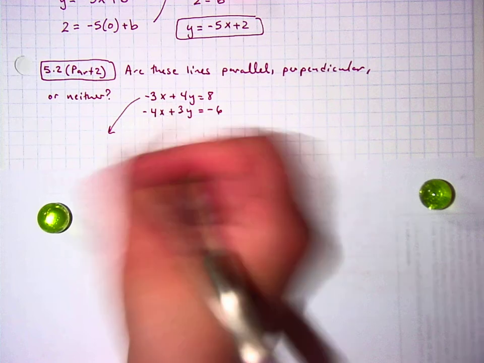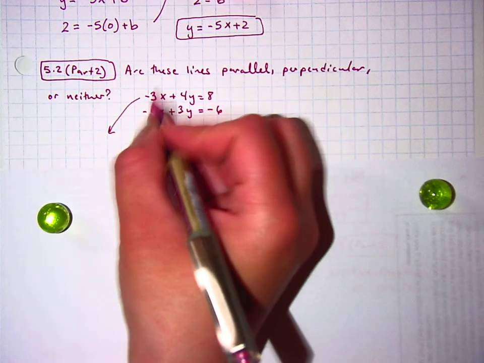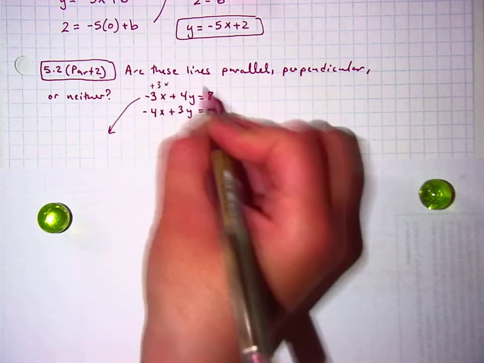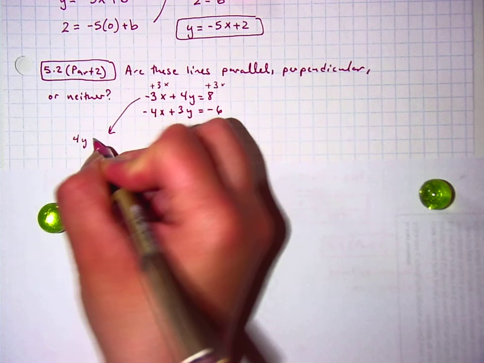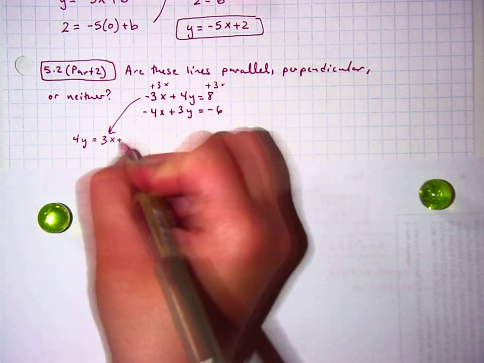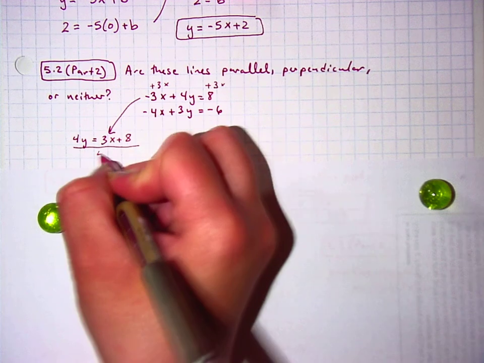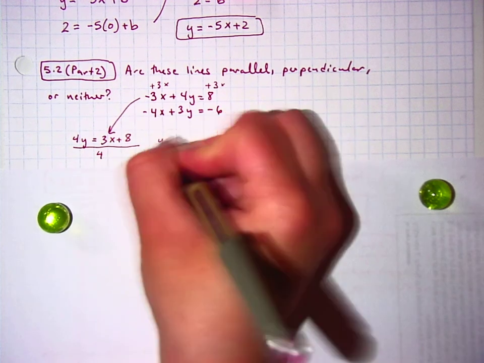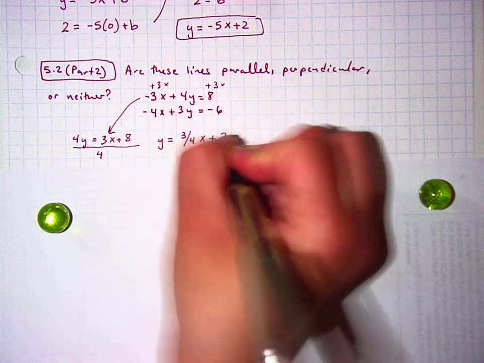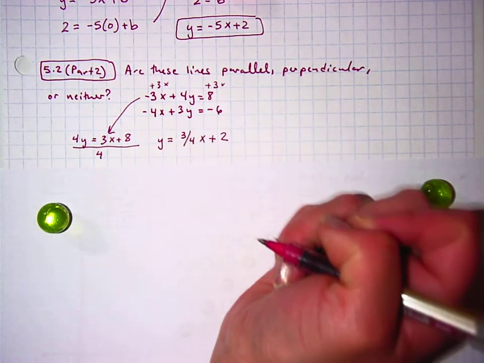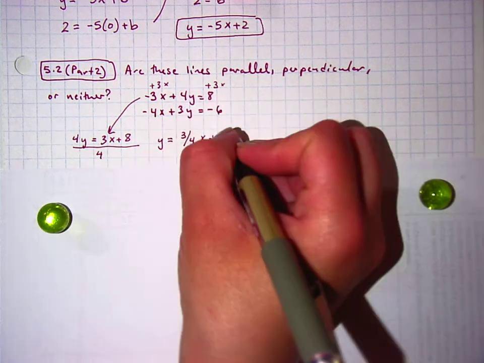So I'm going to take this top one first. The first move I'm going to do is add 3x on both sides to get y by itself. So now I have 4y equals 3x plus 8. And then I'm going to divide by 4. So then I get y equals 3/4 x plus 2, because 8 divided by 4 is 2. So that's my first line.